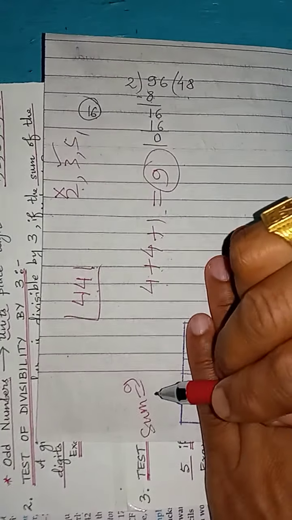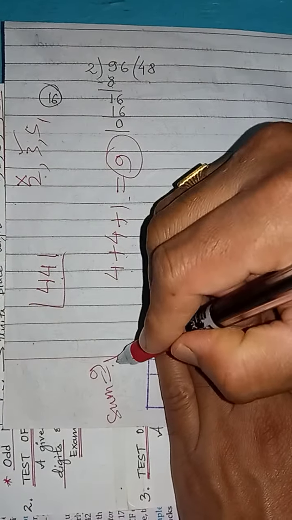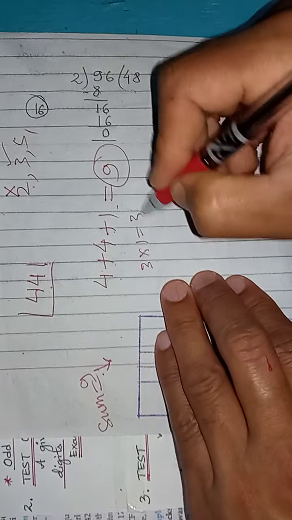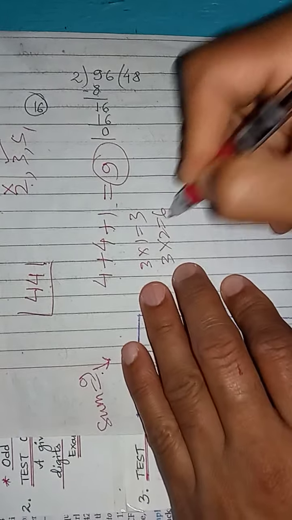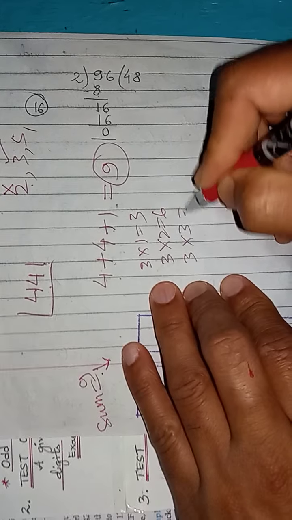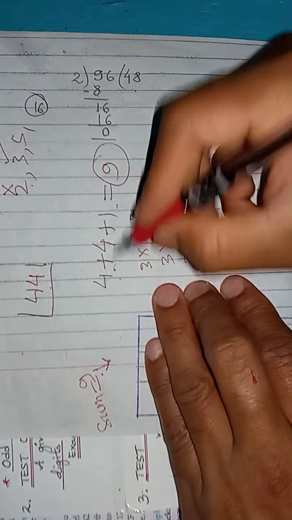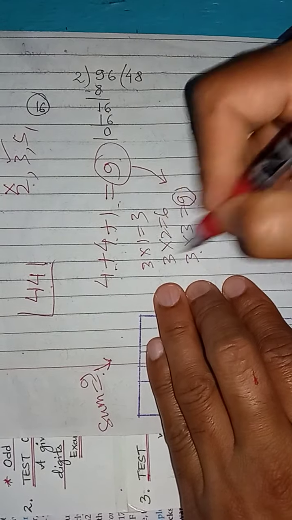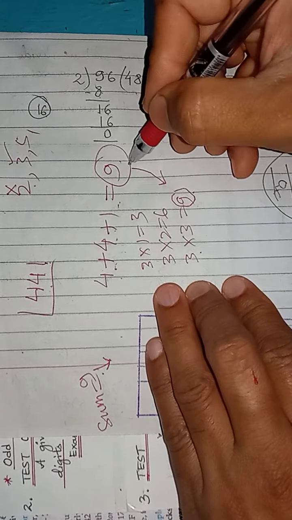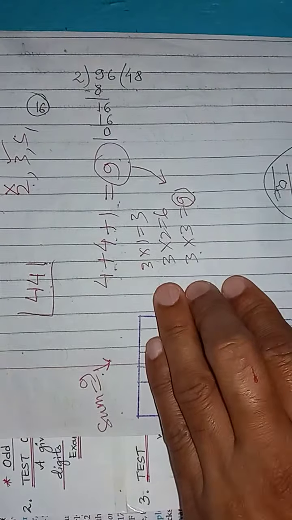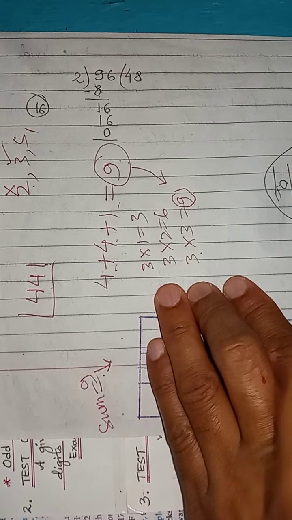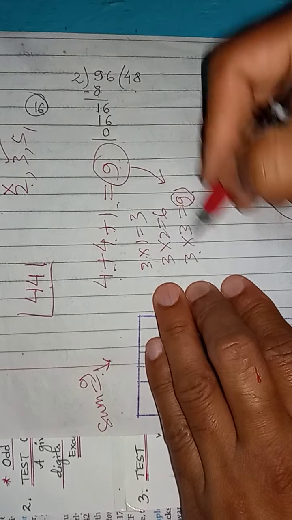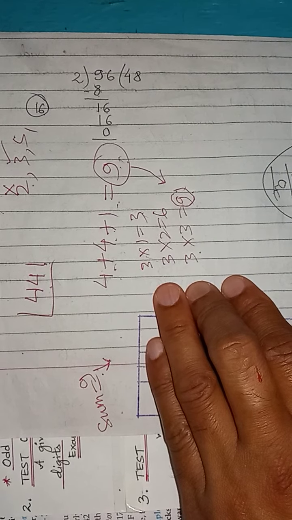Now this sum should be a multiple of 3. And yes, 3 ones are 3, 3 twos are 6, and 3 threes are 9. The sum of 4, 4, 1 is 9, and this 9 is also a multiple of 3. In the table of 3, 9 comes. So yes, it's confirmed that this 441 can be divided by 3, because the sum of the digits is a multiple of 3. It comes in the table of 3.